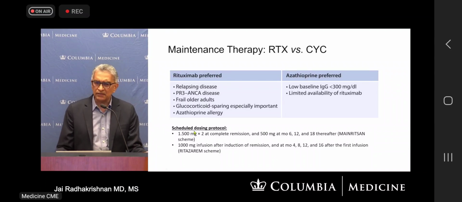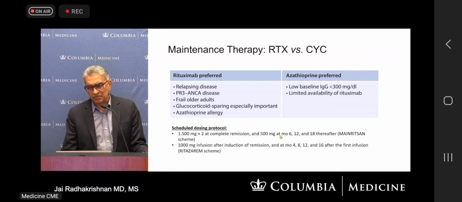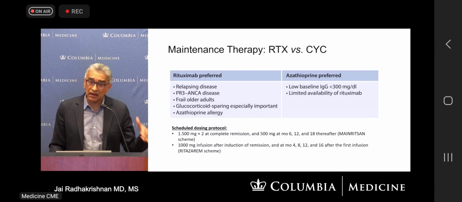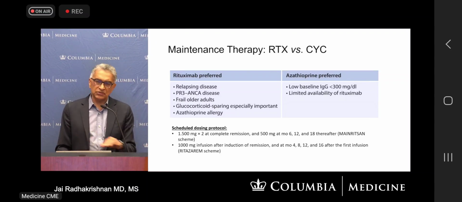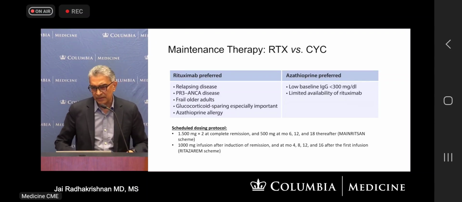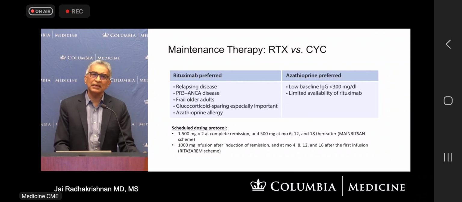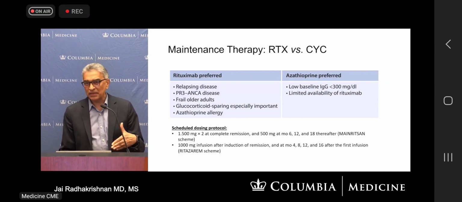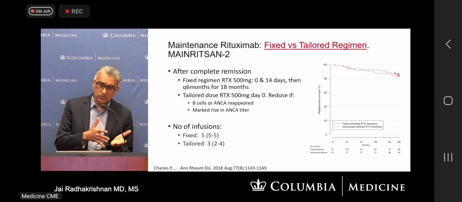So how much do we give? We can give, based on the data, 1,500 milligrams times 2 at remission, and then you give 500 milligrams during the maintenance phase. That's the MAINRITSAN study, or you can give 1,000 milligrams after you induce remission, and then at 4, 8, 12, and 16 months you can continue this dosing. So there's no hard and fast rule here. What I typically do in my patients, and we'll see this in the subsequent slide, is to use a B-cell depletion strategy, which may be more convenient and more economical, especially if rituximab is expensive and you're paying out of pocket, right?